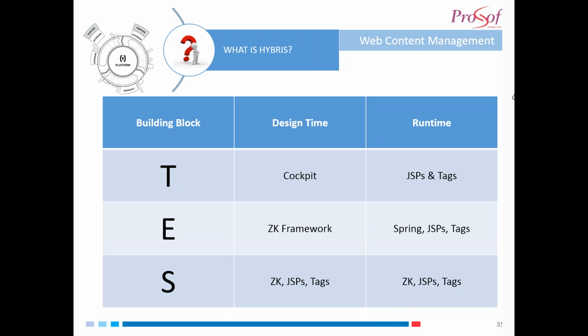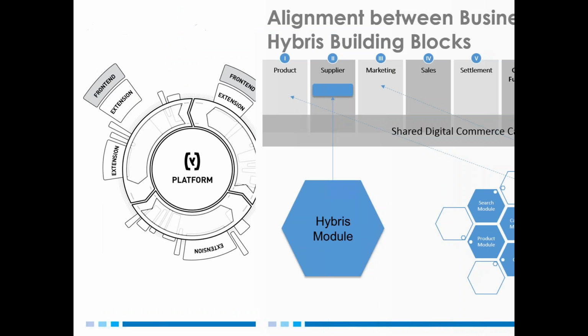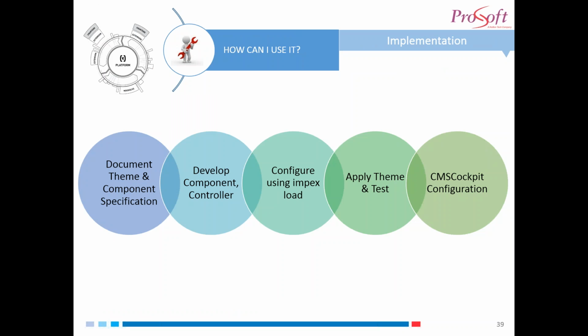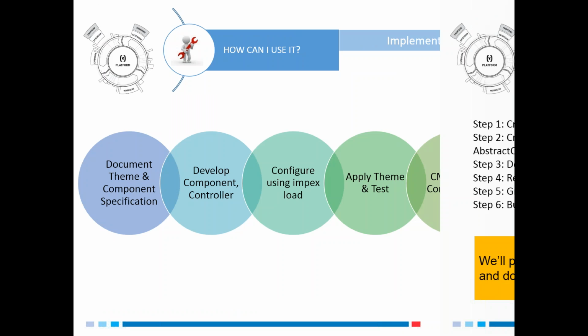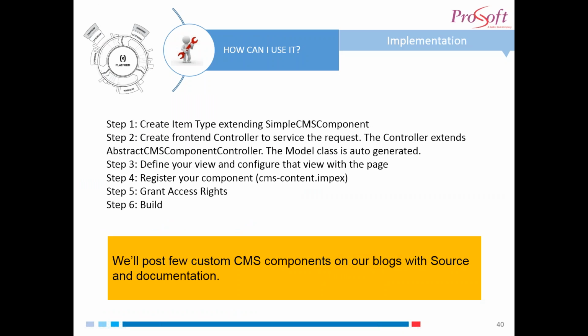Okay, so how can I use it? Again, back to this. We know this is what it is. And this is important: we have to create a theme, create a component specification, develop the controller, develop the impacts, apply the theme, and then do the CMS cockpit configuration. These are the steps. Step 1, extend your type to CMS component, have a controller, then define your view, and then configure a page, register your component, grant all the access, and build it.